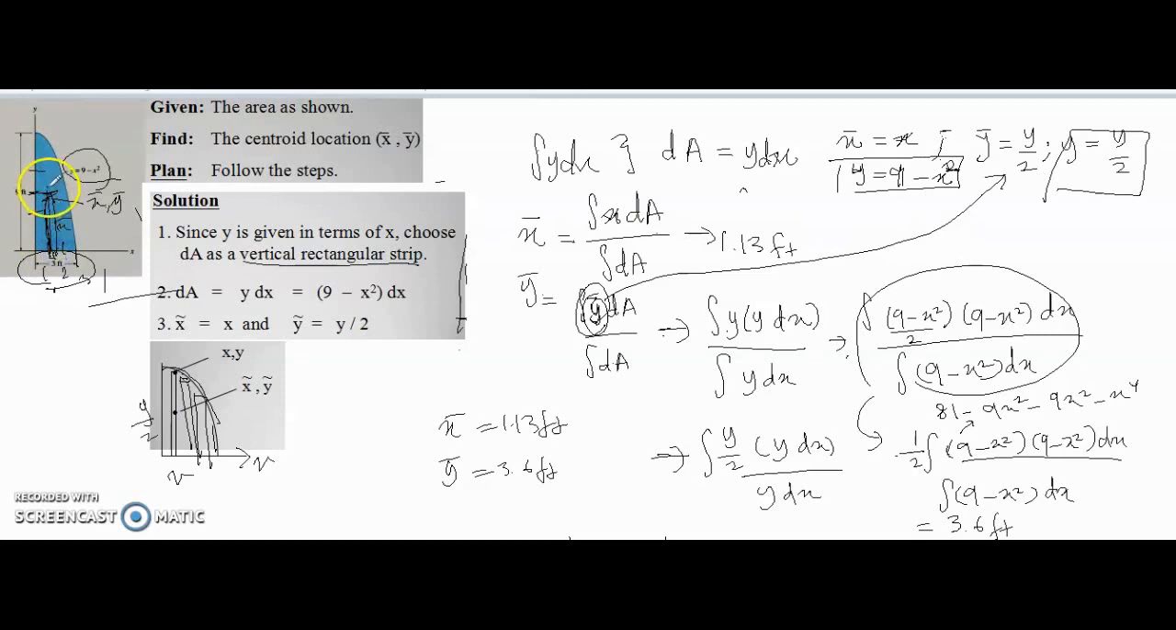Okay, so the meeting point here is the center of this shape. Okay, so you already get the location of your centroid, the center of gravity or the center of mass for this shape, which is at the coordinate of x bar, y bar, 1.13, 3.6. Okay, so you can put your gravitational force over here. Okay, this is your gravitational force at the center of the gravity of the shape. Okay, that's it. Thank you.